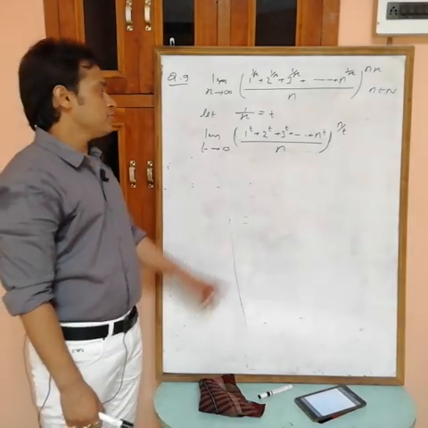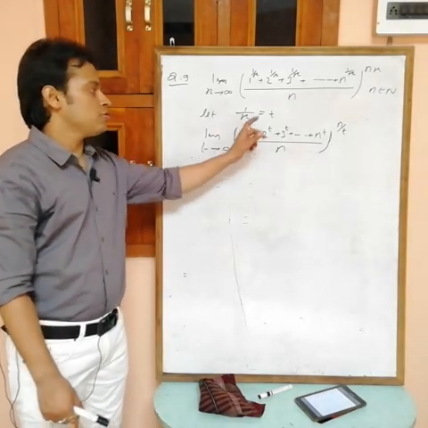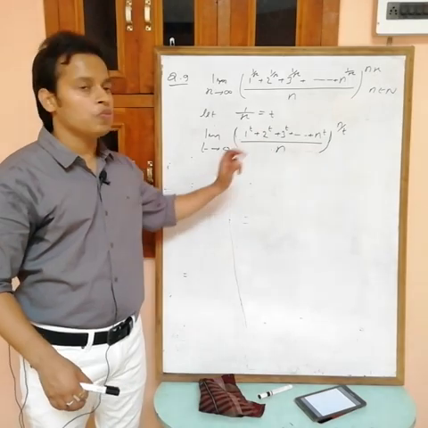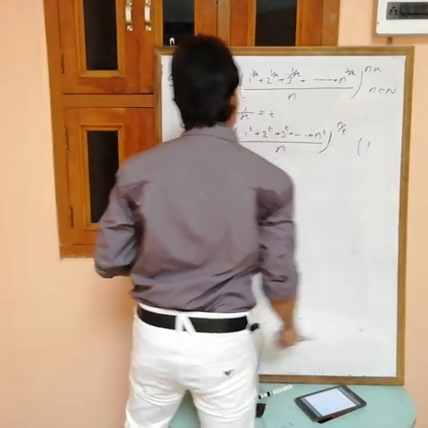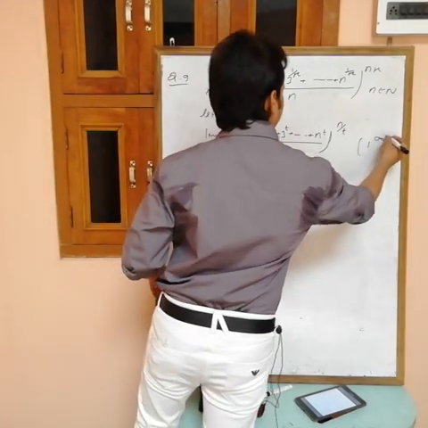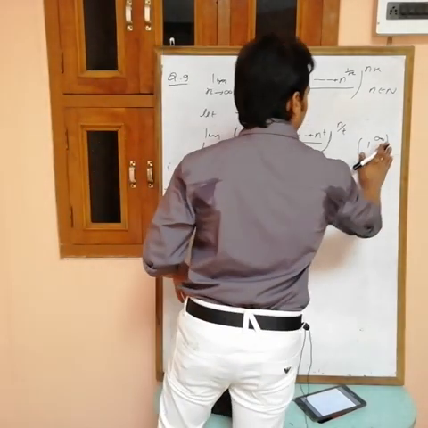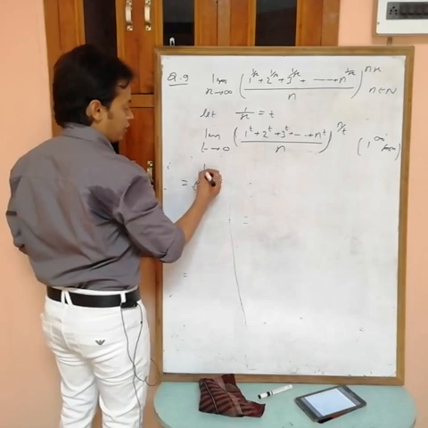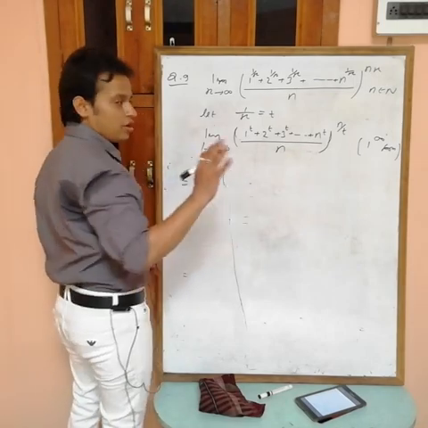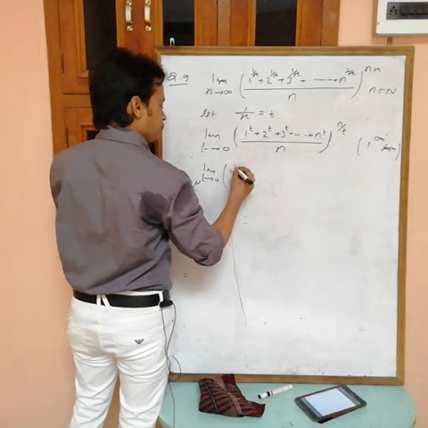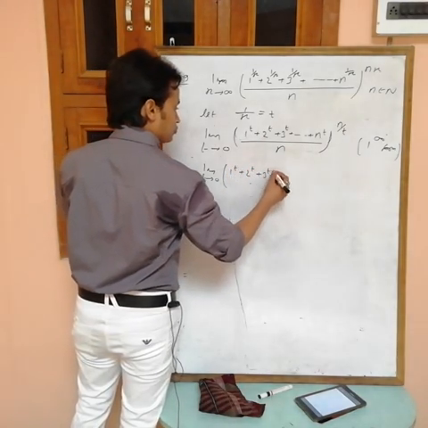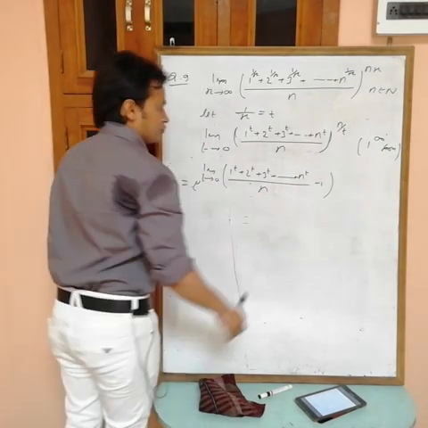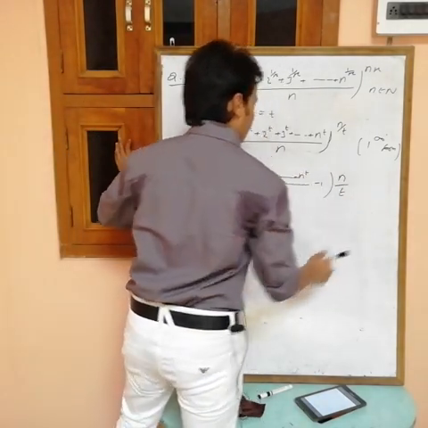Now put t equals 0. What you will get? 1 power 0 is 1, 2 power 0 is 1, 3 power 0 is 1. We are adding 1 how many times? n times. n by n is 1. So this is 1. Put t equals 0, n by 0 is infinity. 1 power infinity form. Then use the formula: e power limit t tending to 0 of (f(x) minus 1) into g(x). g(x) is n by t.